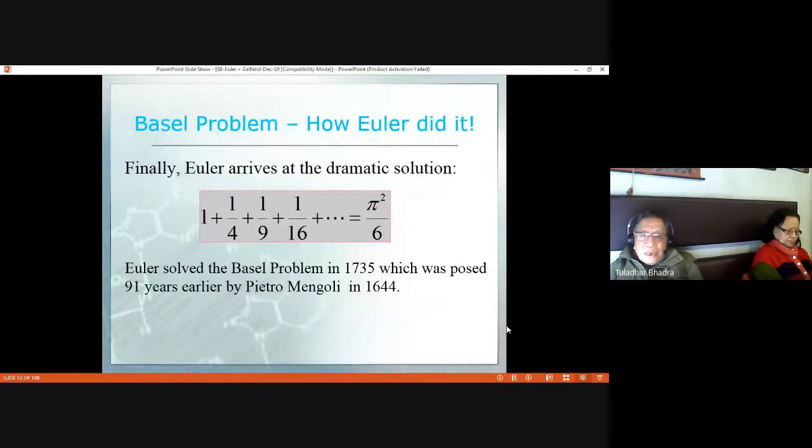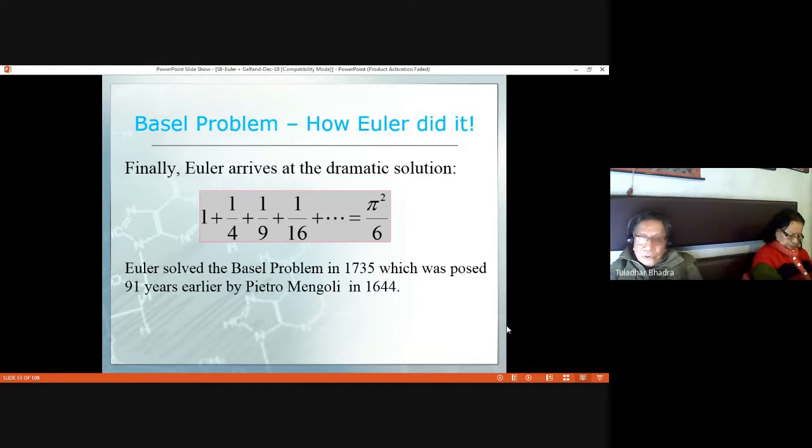And finally, Euler arrives at the solution that 1 plus 1 by 4 plus 1 by 9 and so on, the value is pi square by 6. So Euler solved the Basel problem in 1735, which was posed by Pietro Mengoli in 1644.